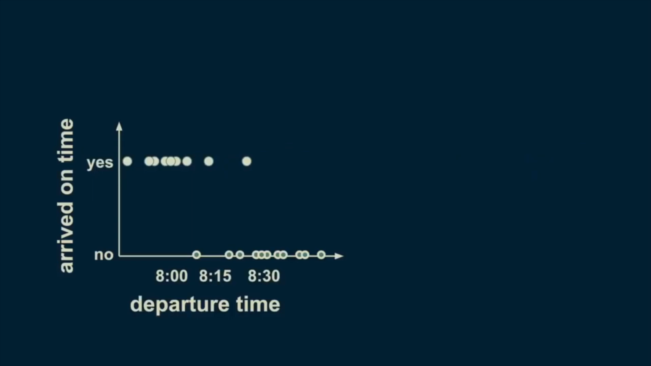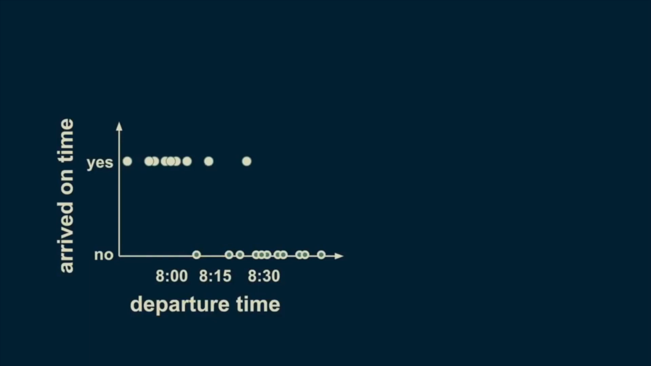Imagine creating a data set by recording the time you left your house and noting whether you arrived at work on time. Looking at it, you can see that for the most part, departure times before 8:15 result in punctuality, and departure times after 8:15 result in tardiness.